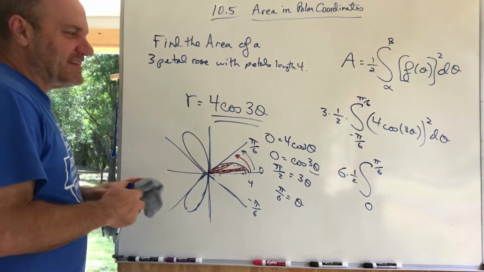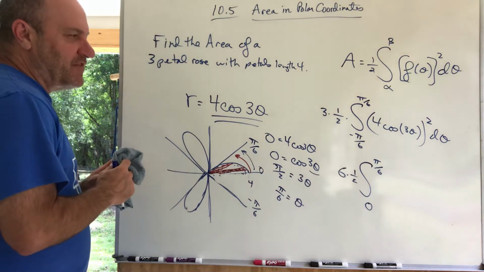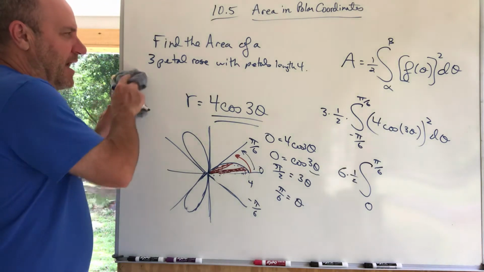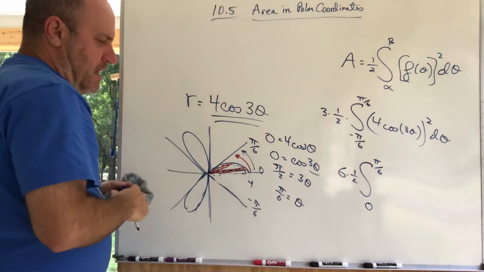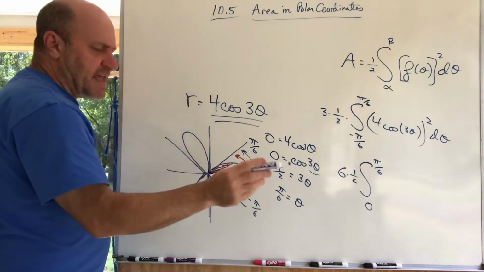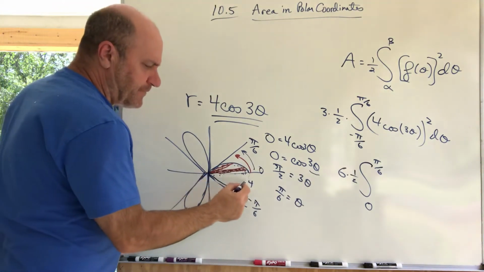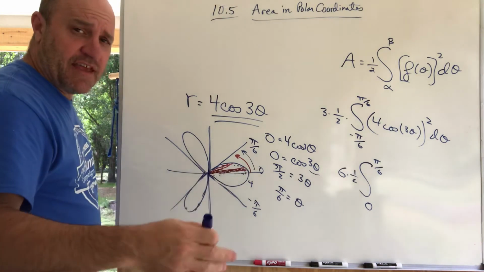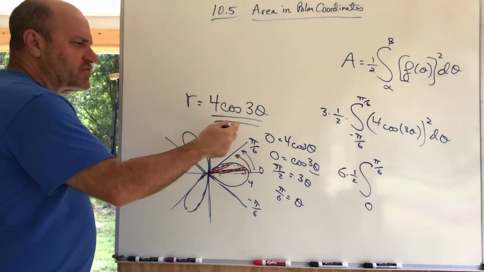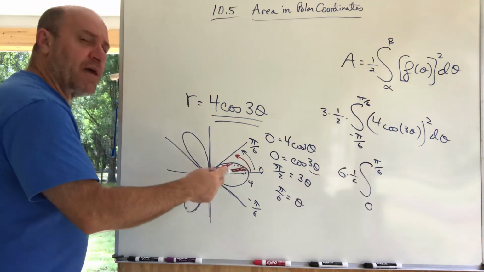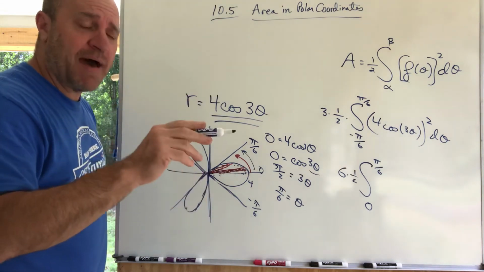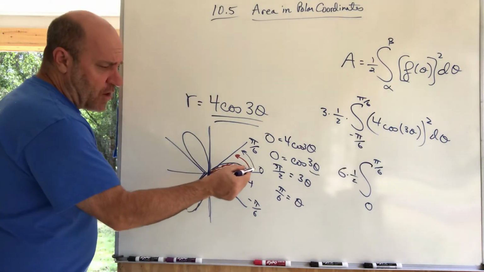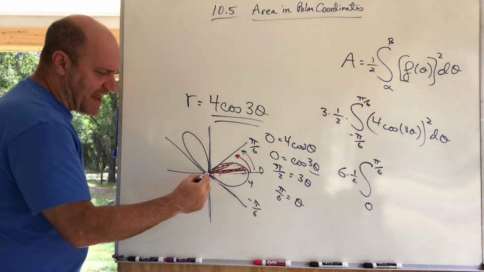But the truth is, I want to show you something. There's a better way to do this problem. I'm just going to go up top here. It's cool. We analyzed the hell out of it. But I happen to know this, and I think I've said it before, that in order to sweep out a full 3-petaled rose, when it's an odd-petaled rose, you only need 0 to pi. And here it is going from 0 to pi over 6. That's that half a petal.